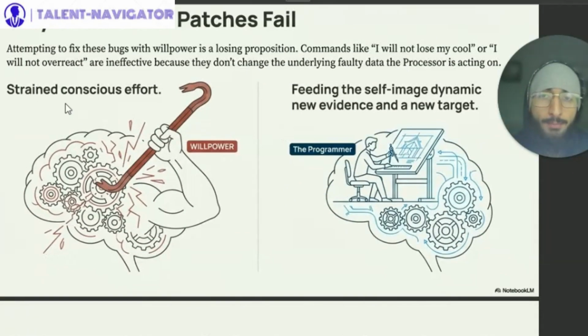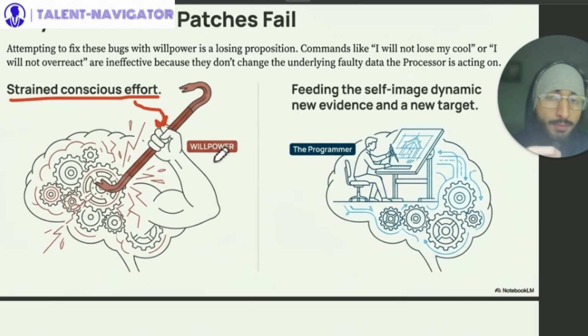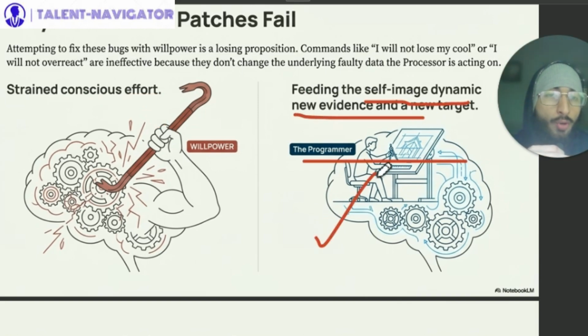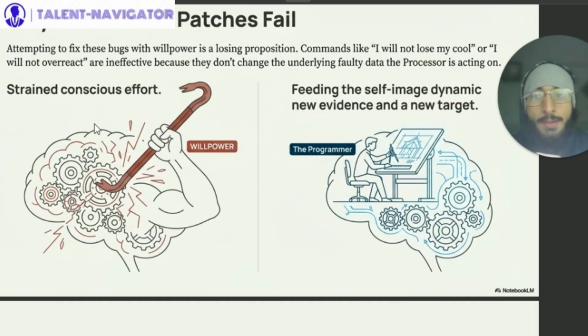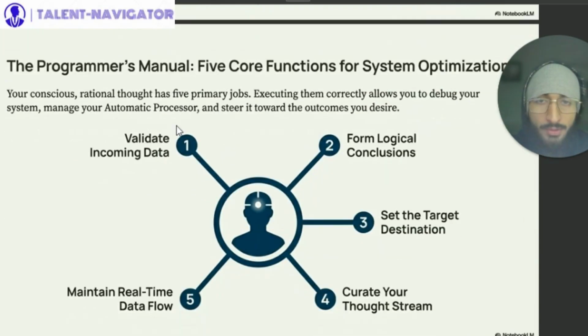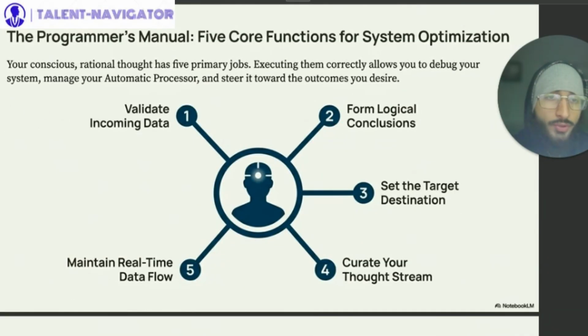Right? So, why do brute force patches fail? Attempting to fix these bugs with willpower is a losing proposition. Commands like "I will not lose my cool" or "I will not overreact" are ineffective because they do not change the underlying faulty data the processor is acting on. So strained conscious effort will not lead you to any constructive result. But feeding the self-image dynamic new evidence and a new target would obviously help us. Right? Now, the programmer's manual: 5 core functions for system optimization.